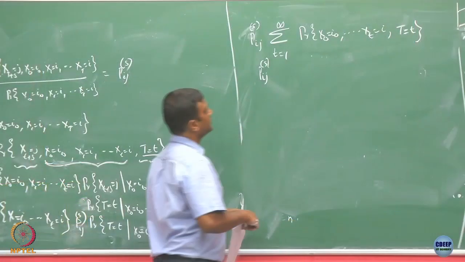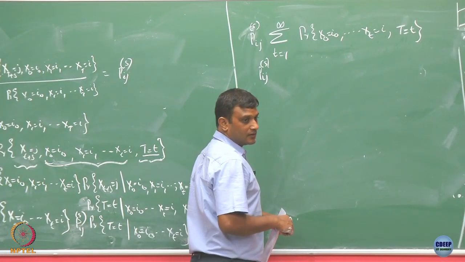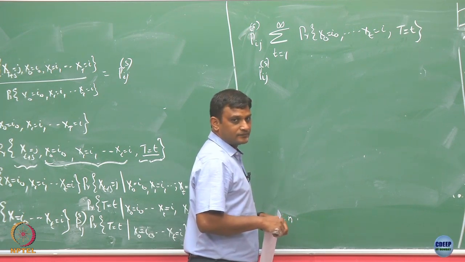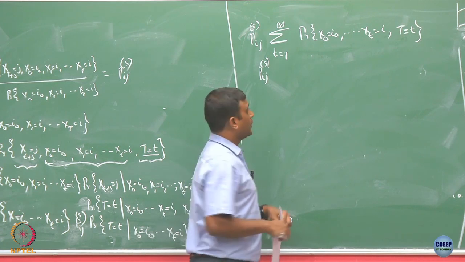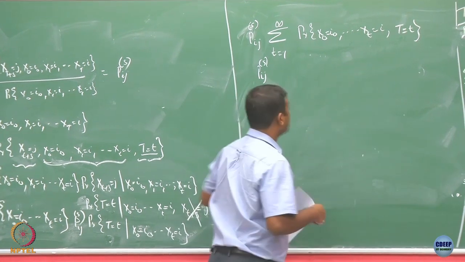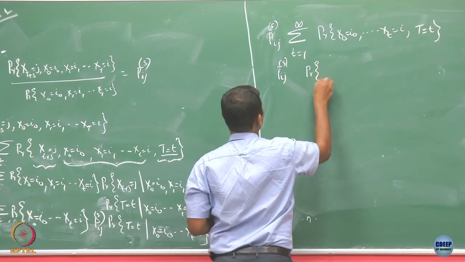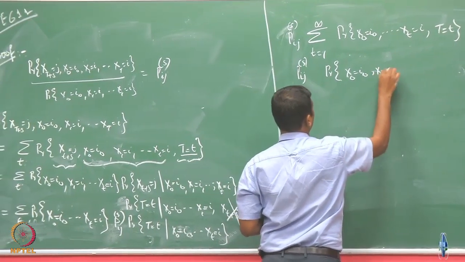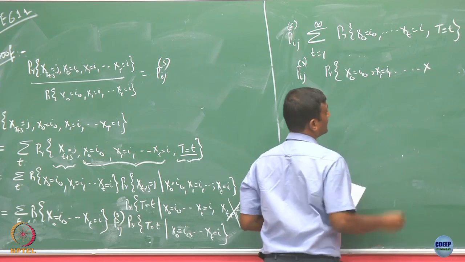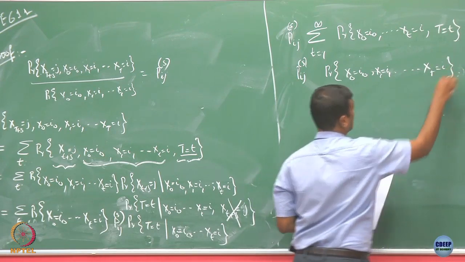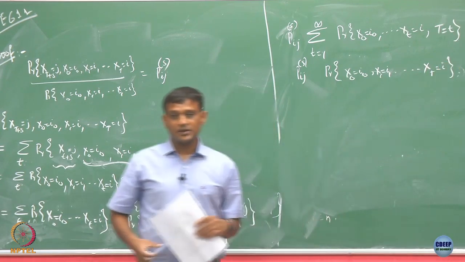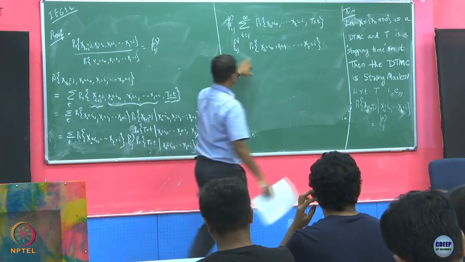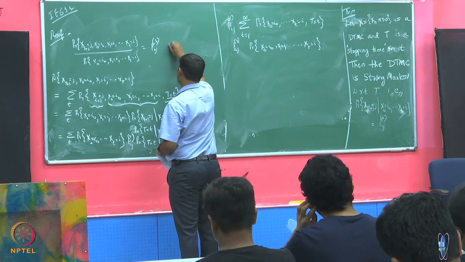So then what is this quantity? The summation will not be there, but what is going to remain here? Till then X_T equals i, right? So are we done? Now we have this quantity. Take this quantity on the left hand side, this is exactly equal to P_ij. And that is what we wanted to show.